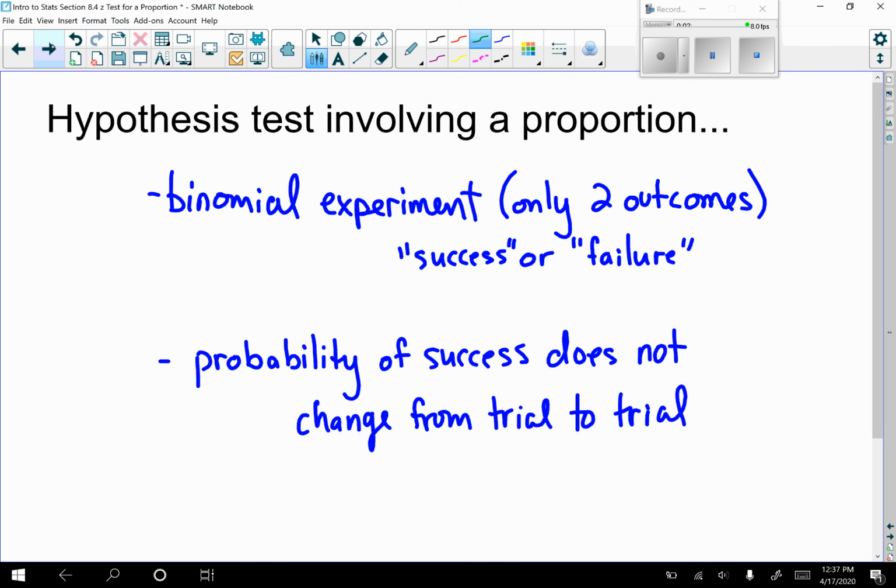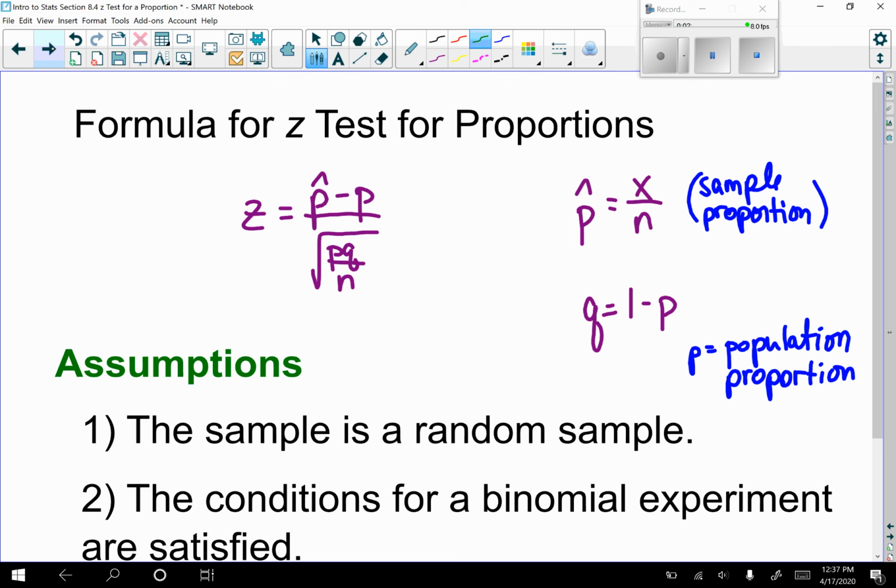So we have a new formula to find our test value. Remember, this is a z-test for a proportion, so we're looking at the standard normal distribution, not the t-distribution. So in this case, instead of x bar minus mu, we're looking at p hat minus p. This is how we calculate our test value.